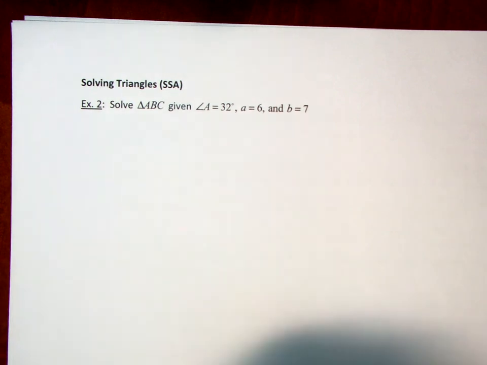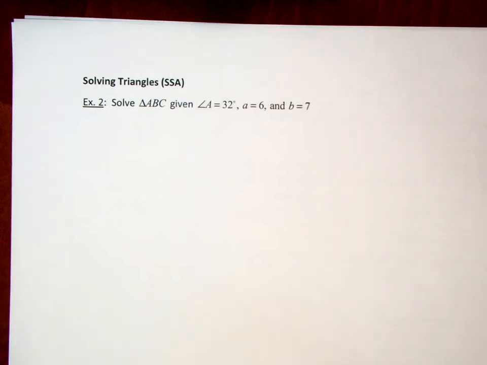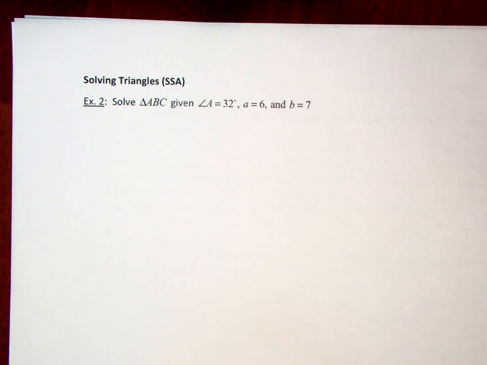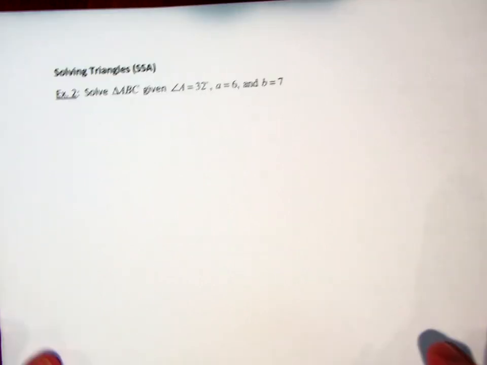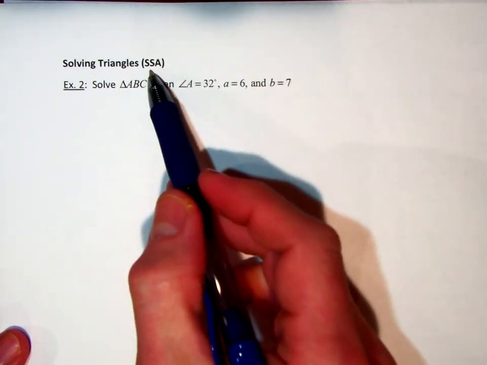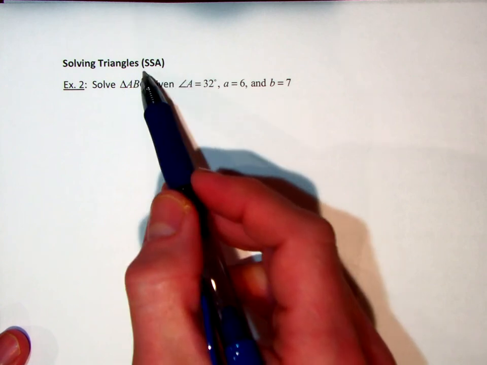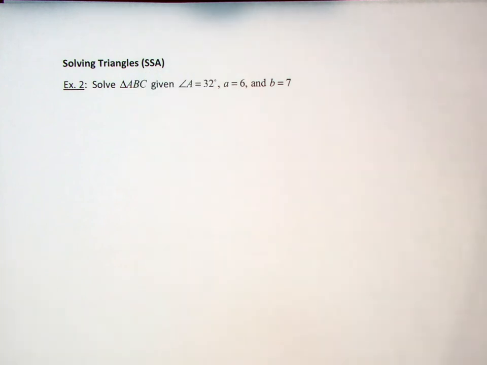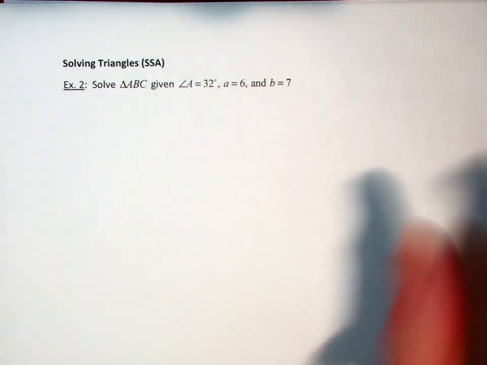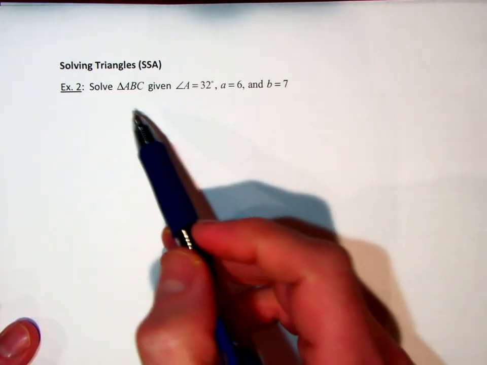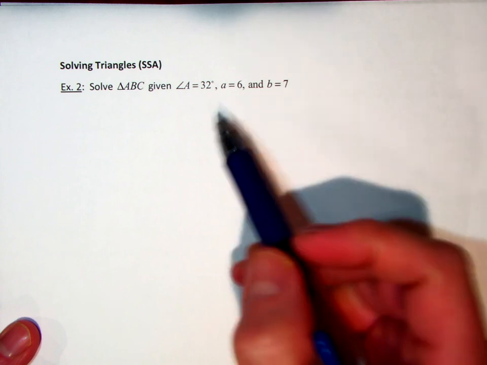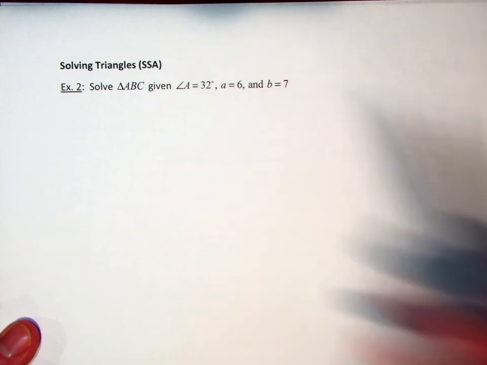Okay, go to page 2. Let's do another one. This is side-side angle. Okay? And you can see why we don't refer to it as angle side-side. It is side-side angle. All right. So we know two sides and one angle this time. So what do we know here? We know angle A, side A, and side B.